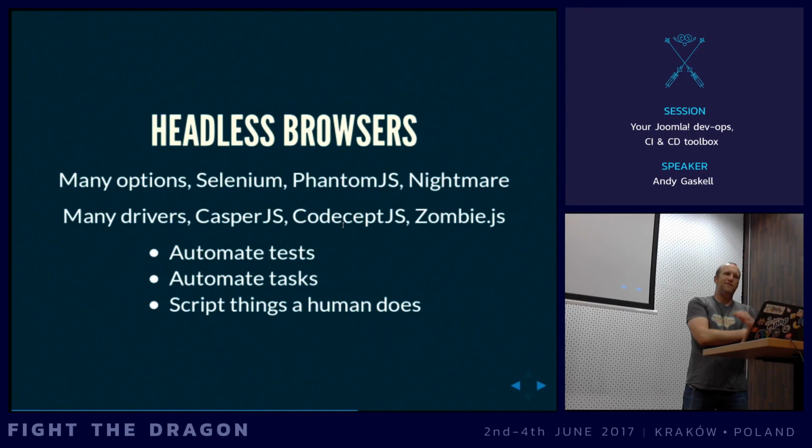Casper.js is kind of just a wrapper layer on Phantom. It's a lot easier to script. You still have to write JavaScript, but apart from that. And CodeCept is like a JavaScript version of Codeception in a sense, which is really nice. CodeCept is my favourite at the moment. Zombie.js is another new one too.